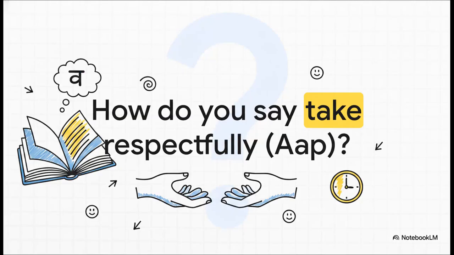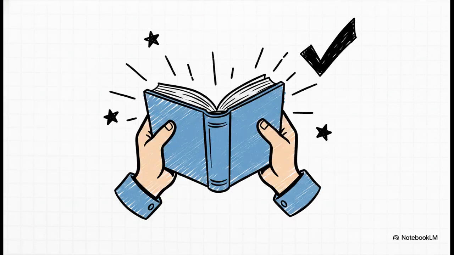Okay, here's your first scenario. How do you tell someone respectfully, using the aap level, to take the book? Think back just a minute ago. Remember the irregular verb for lena? I'll give you a couple of seconds to formulate your answer in your head. And the answer is pustak lijiye. If you got that right, fantastic job. You successfully remembered that lena transforms into the irregular lijiye at the highly respectful level.